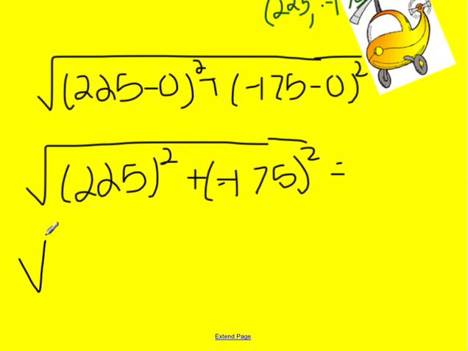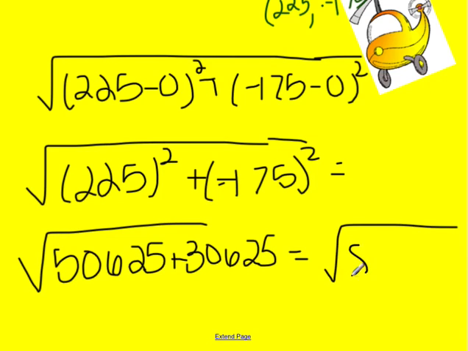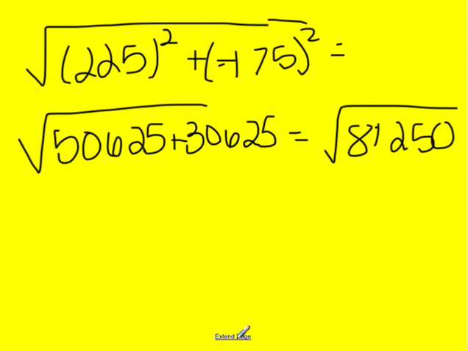Well, that's going to give us a square root. 225 squared is 50,625, and negative 175 squared is 30,625. So we add those and we get 81,250. Now we're going to take the square root of that answer, and it turns out when you take the square root, you get a perfect square. So the square root of that number is 285, and that's going to be miles.